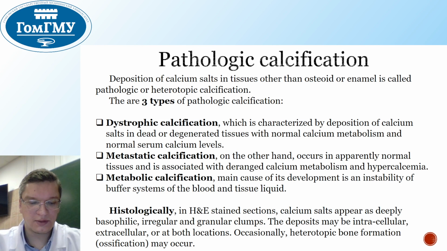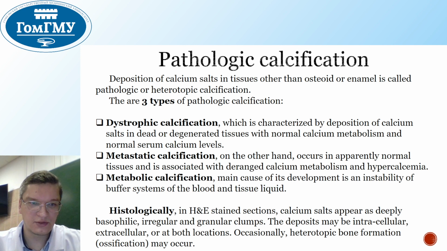Okay, let's talk about pathological calcification. It's a deposition of calcium salts in tissues other than osteoid and enamel, also known as heterotopic calcification. Three distinct types of pathological calcification are recognized.